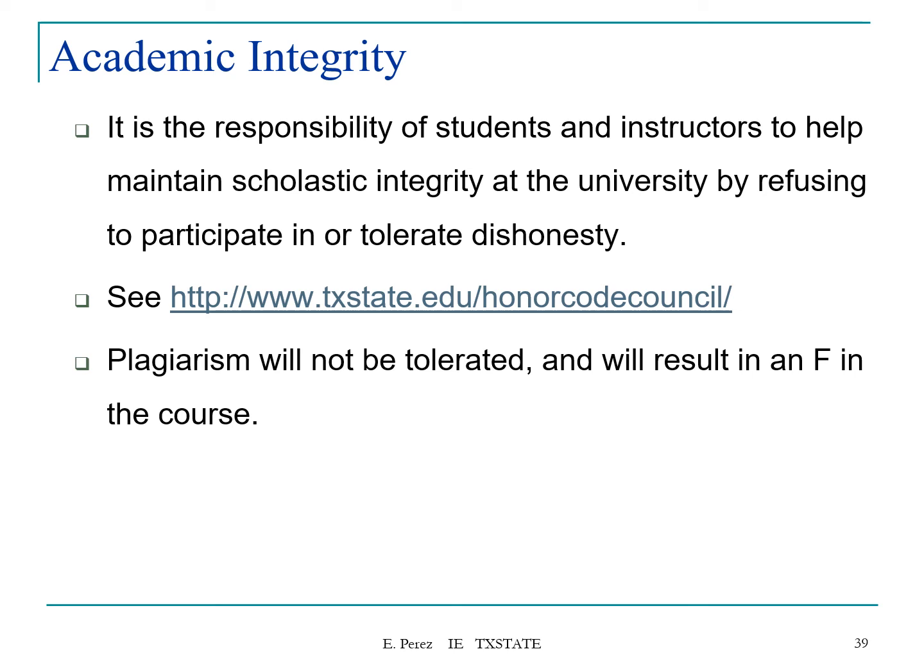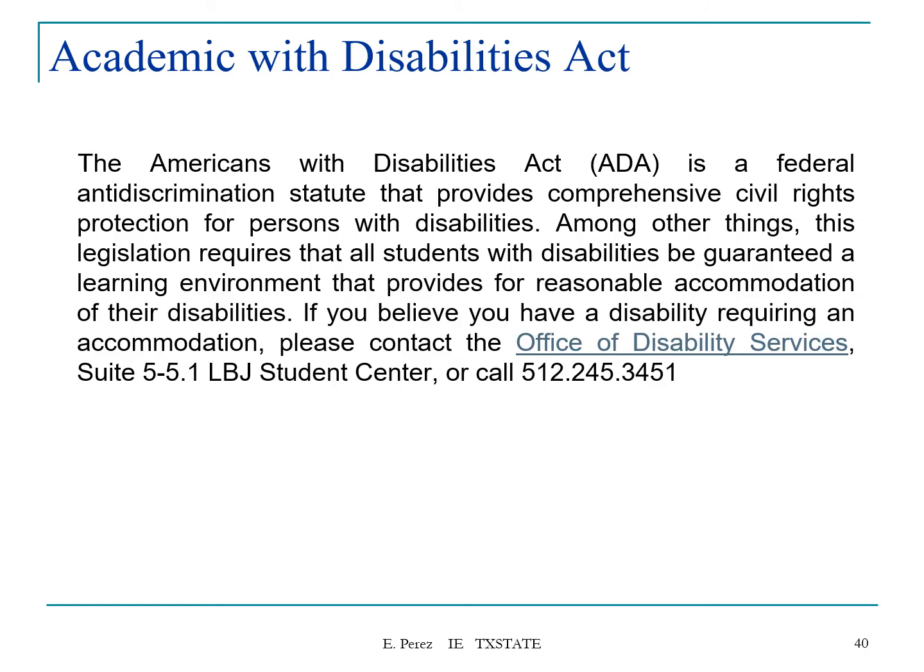Academic integrity. It is the responsibility of the students and instructors to help maintain scholastic integrity at the university by refusing to participate in or tolerate dishonesty. You can refer to this website if you have questions. In my class, plagiarism will not be tolerated and will result in an F in the course. Also, if you have any type of disability, please send me an email or schedule a Zoom call with me, and we can talk about the accommodations that you need.